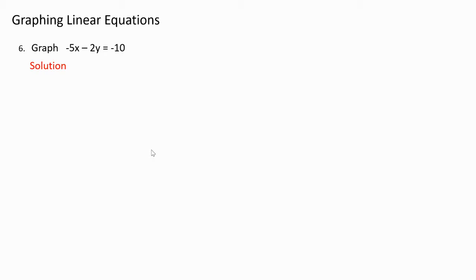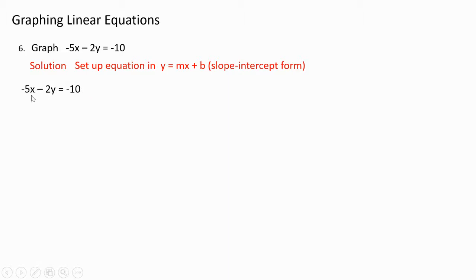y equals mx plus b. Okay? So set up the equation y equals mx plus b. This is called slope-intercept form. I believe this is called general form, so you have to put it in the slope-intercept form. You have to put it in this form, so we have to isolate the y.